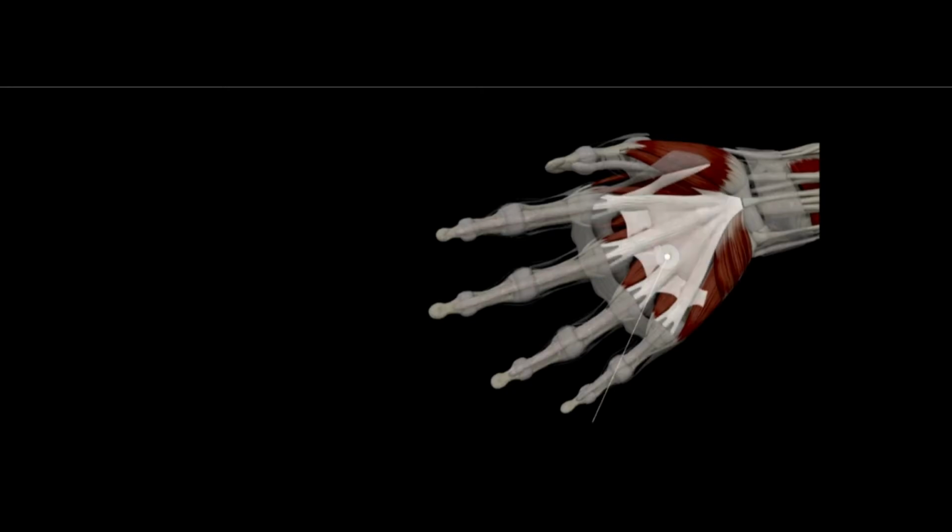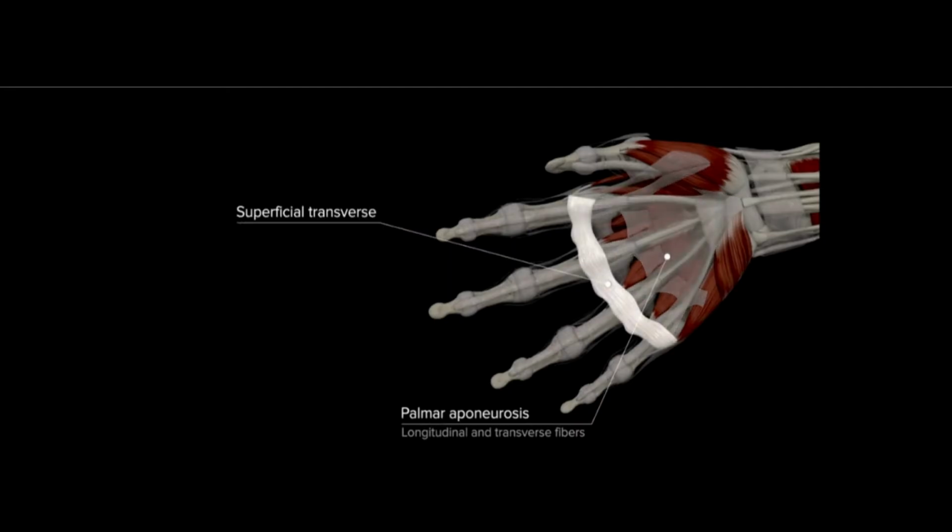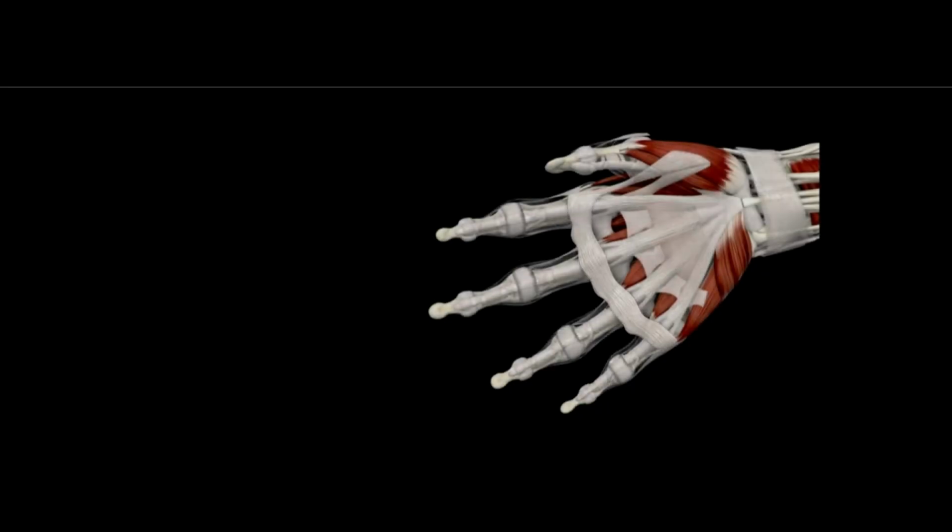Even more superficial lies the palmar aponeurosis, made of longitudinal and transverse fibers, and the superficial transverse metacarpal ligament. All of these soft tissue structures are important because they play a role as the main deforming forces in traumatic injuries of the metacarpals and phalanges.